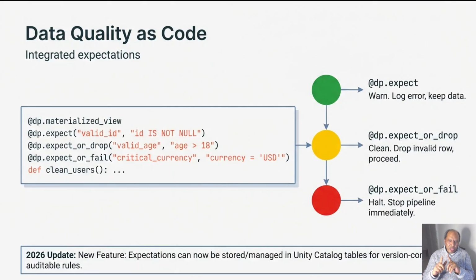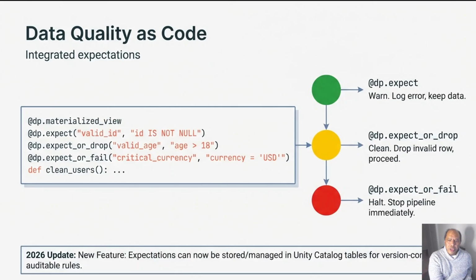In the code example, you can see data quality expectation defined right alongside the materialized view. We have three different types here, which are declared as decorators. Now the green path, which is at dp.expect.